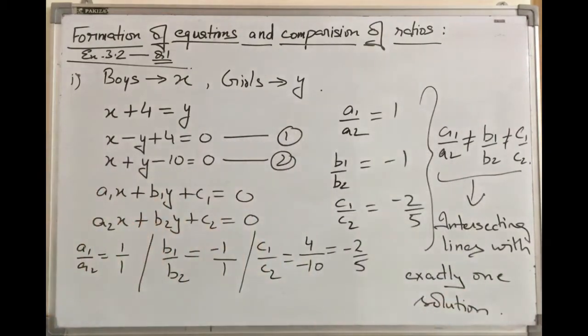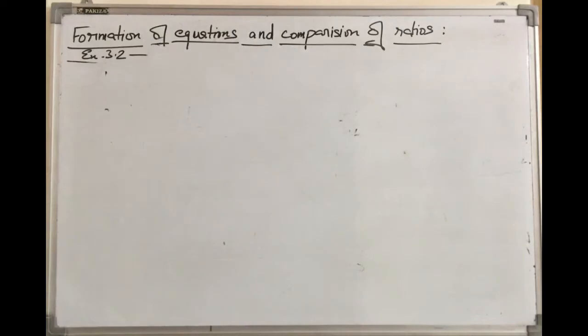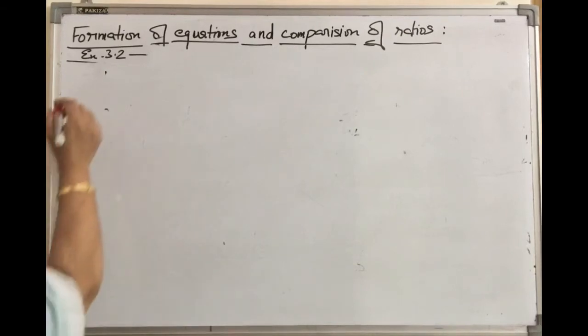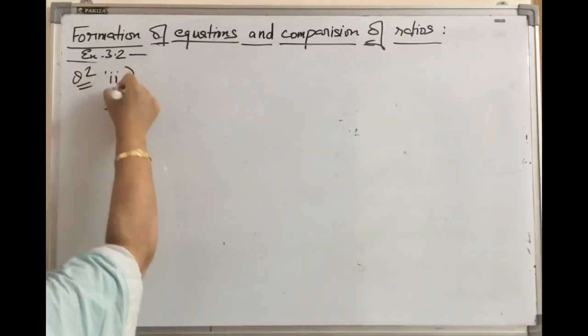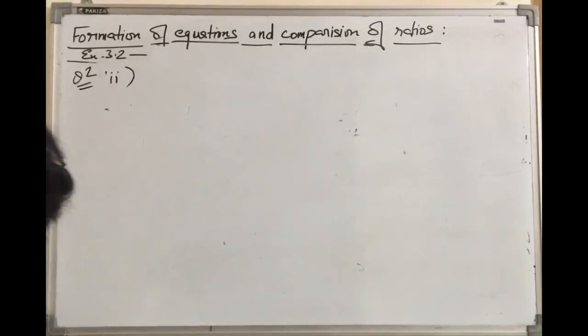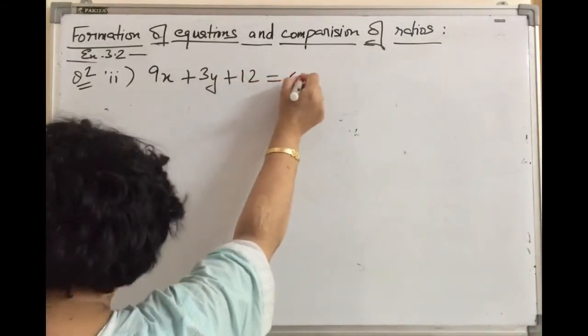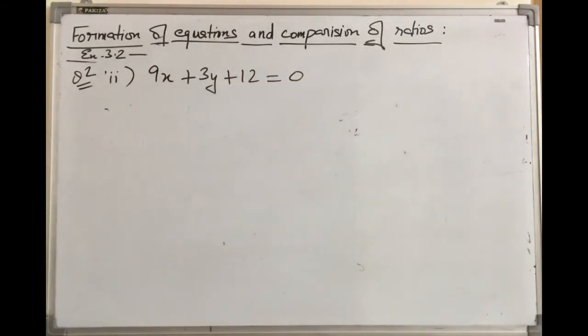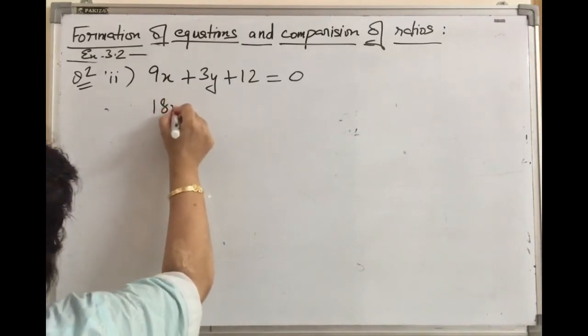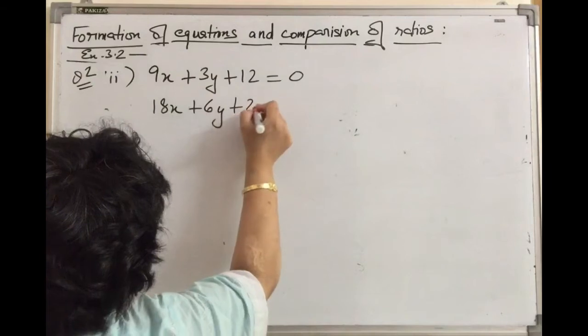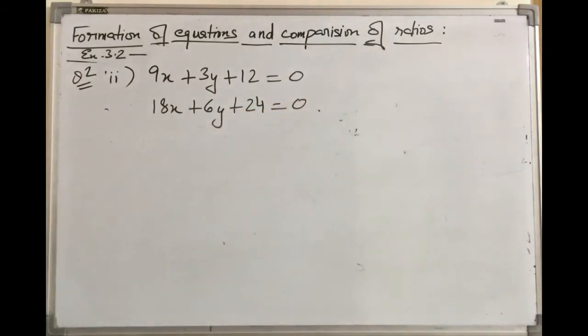I hope you have understood how we compare the ratios. Let's take one more example. Question number 2, second part. The equations are 9x plus 3y plus 12 equal to 0 and 18x plus 6y plus 24 equal to 0. So these are the pair of linear equations in two variables.